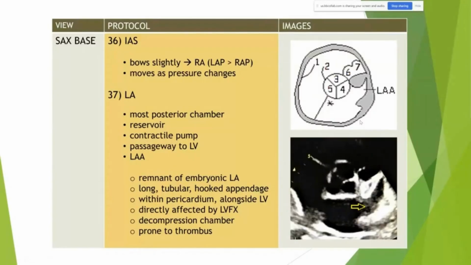So you need to know that the left atrial appendage is a remnant of the embryonic left atrium, and it's a long tubular hook-shaped appendage. That's it right here. This is what it looks like on the diagram, and it also acts as a decompression chamber like I already said. I think I mentioned already that if we have a thrombus, that's where we will get it.